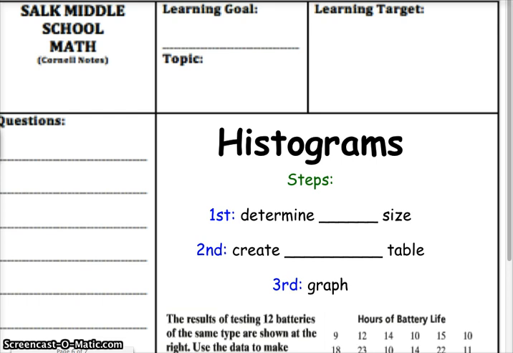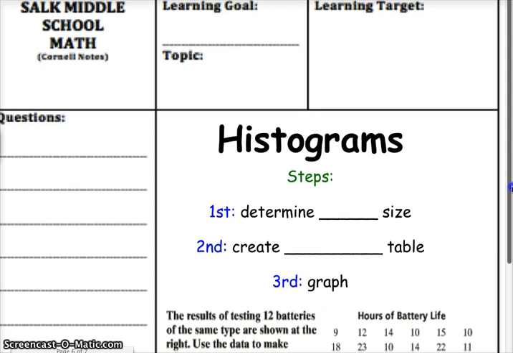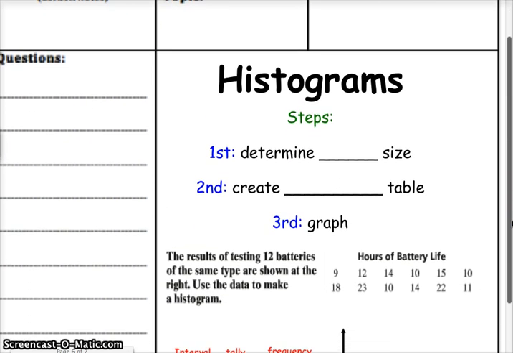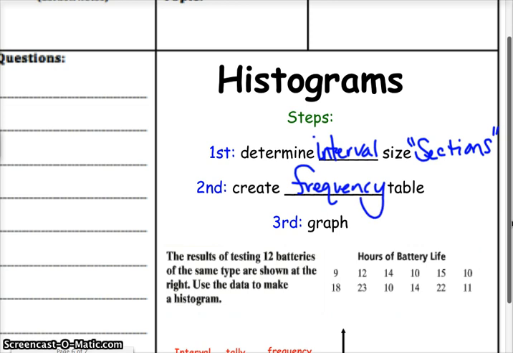Okay, histograms. Histograms is where it gets a little difficult. How we make them, the first thing you're going to want to do is determine what's called an interval size. This tells us sections. Interval is a section in this context. And then you want to create a frequency table. And then we'll graph.